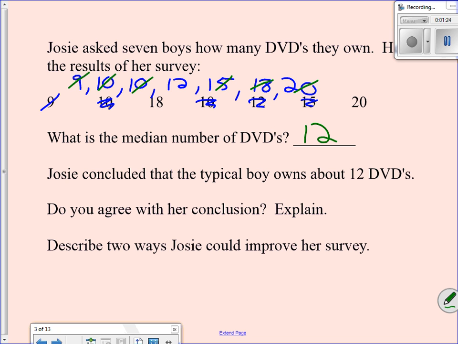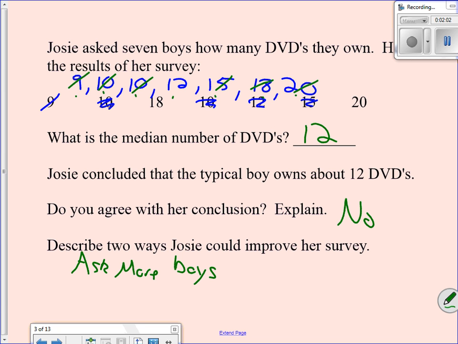Josie concluded that the typical boy owns about 12 DVDs. Do you agree with her conclusions? Explain. Describe 2 ways Josie could improve her survey. I do not agree. No is my answer. And the reason why is she only asked 1, 2, 3, 4, 5, 6, 7 people. So Josie concluded the typical boy owns about 12 DVDs. She needs to ask more boys.